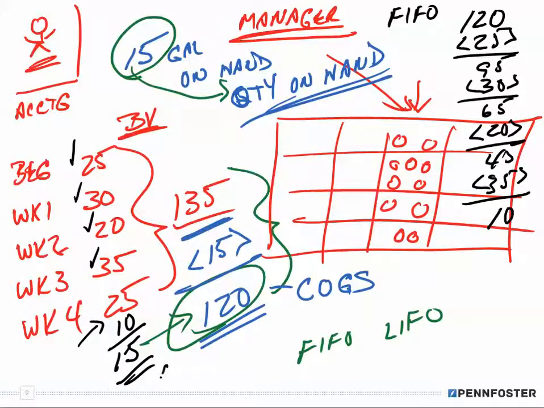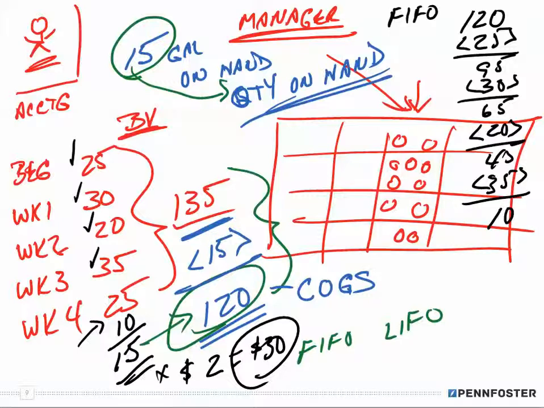And that 15 at whatever price those 15 were, let's just say that's $2 a gallon, okay? That means my inventory would be $30. The inventory valuation would be $30 based upon FIFO.